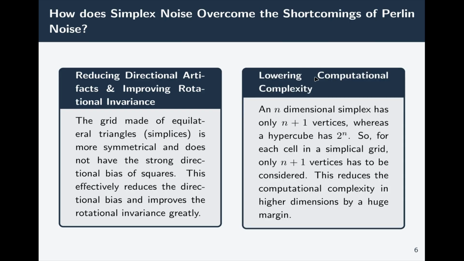Second, lowering computational complexity. An n-dimensional simplex has only n plus 1 vertices, whereas a hypercube has 2 to the power n. So, for each cell, only n plus 1 vertices have to be considered. This reduces the computational complexity in higher dimensions by a huge margin.